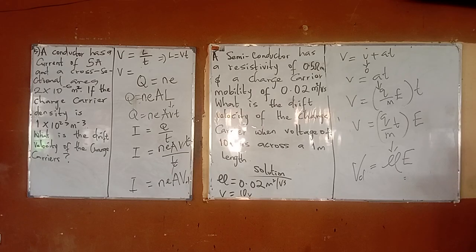So in a situation where they ask you to find drift velocity and you have charge, mass and time, you can simply use this one. But if they just give you electron mobility, just use this one. Note it. Three ways to note velocity.